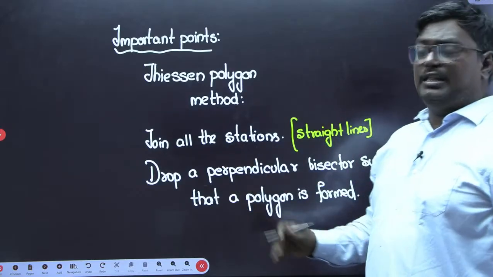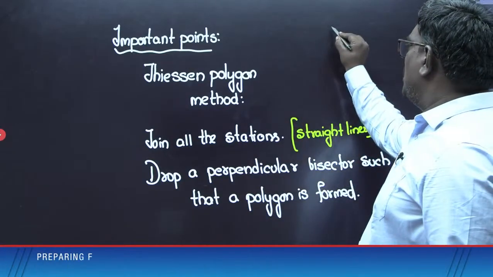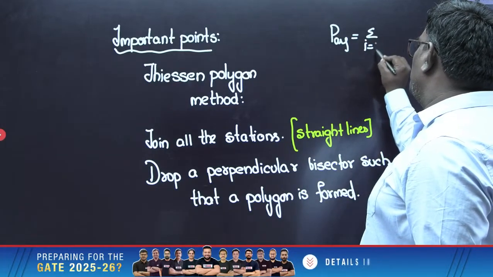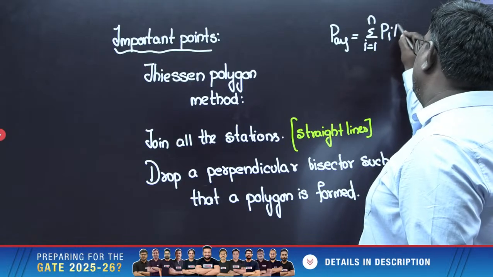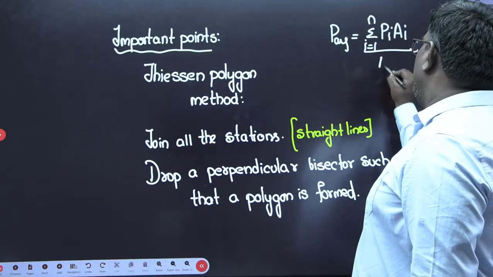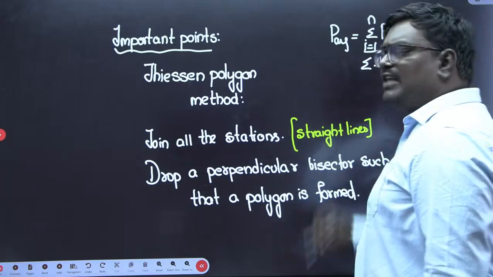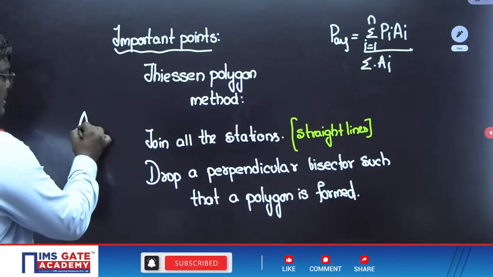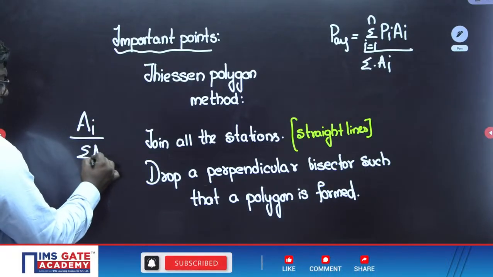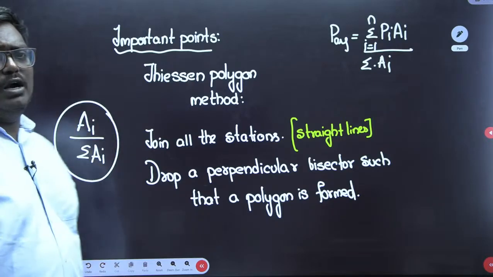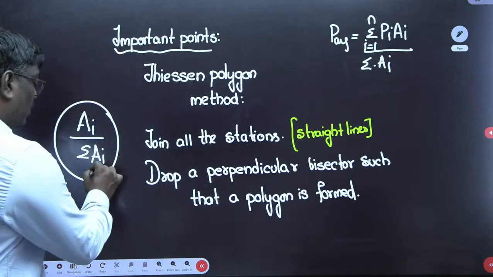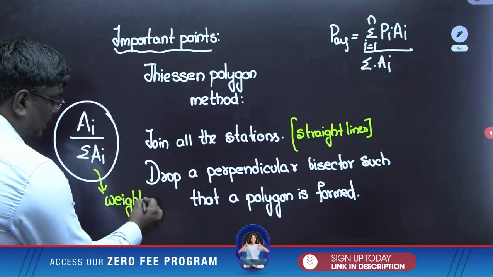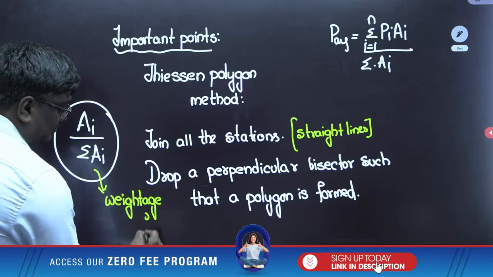Now, after doing this, the next step is you have to find out the average precipitation using the formula sigma i equal to 1 to n PiAi upon sigma Ai. And if they ask you what is weightage factor, weightage factor for area means Ai upon sigma Ai. What we call this, students? This point we call it as the weightage factor.